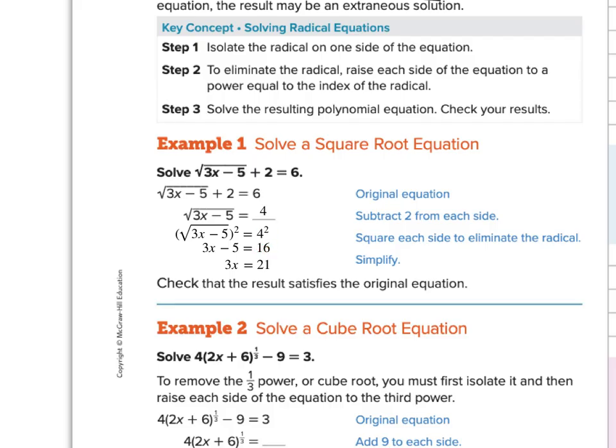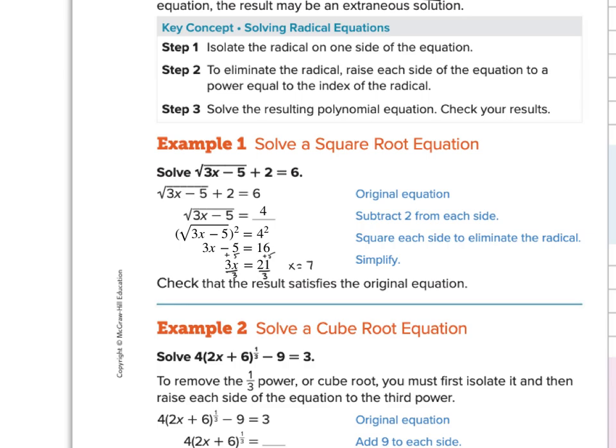And then you just do the same thing that you would with any equation. You continue to combine like terms and divide by the coefficient, and x is going to be equal to 7. Okay, so we just continue on that way.